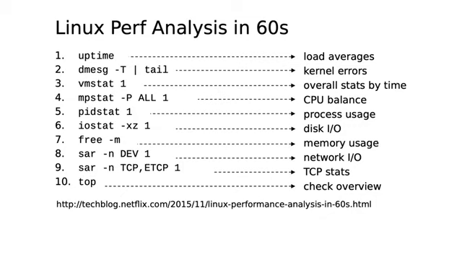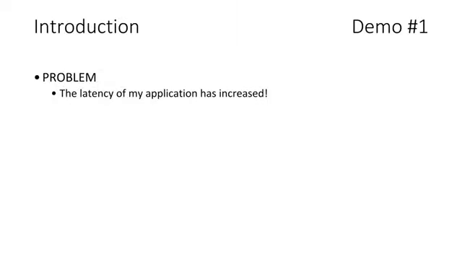Here is a cheat sheet reference guide when initially troubleshooting Linux performance problems. Let's get right to it. In this first demo, a client comes up to you and says that the latency of their application has increased. What could be going on?